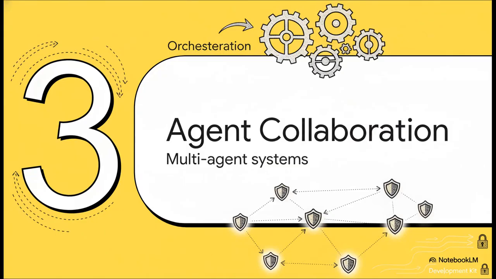All right, time for Section 3, orchestrating agent collaboration. Now we're getting into the really advanced stuff. We've built an agent, we've given it superpowers. Now, how do we get multiple agents to work together as a team? This is where things get really interesting.